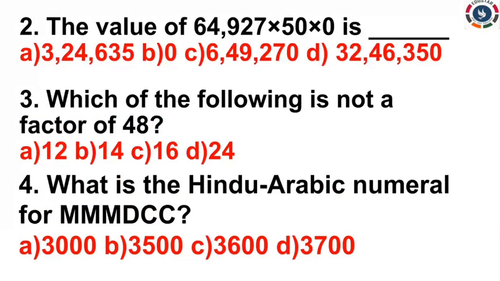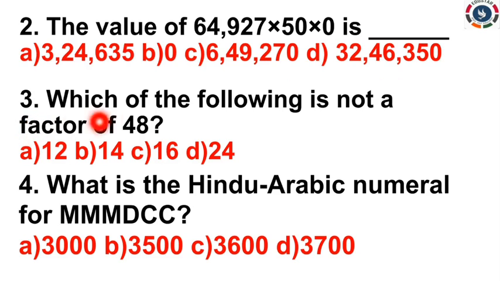Number 2, the value of 64,927 into 50 into 0 is dash. If you multiply any number by 0, you will get the answer 0. So that is the answer.